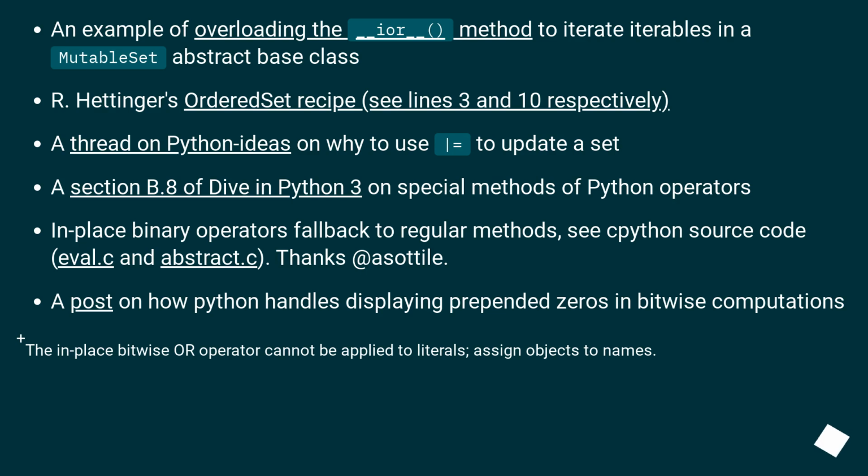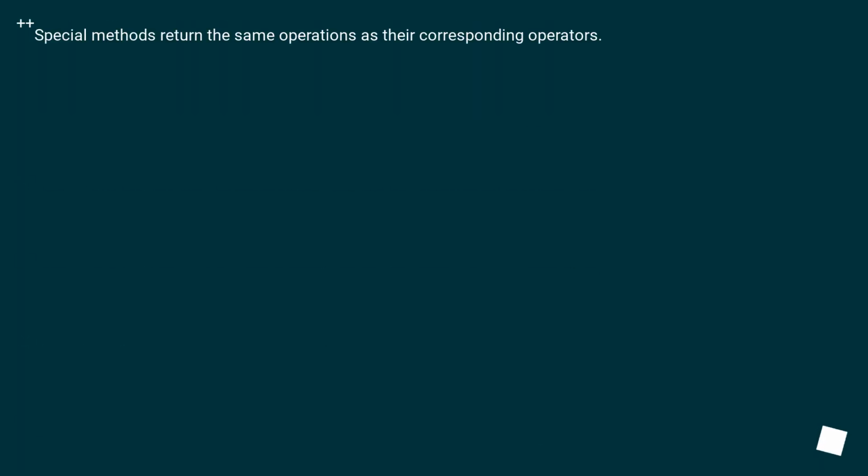In-place binary operators fall back to regular methods. See Python source code, ceval.c and abstract.c. Thanks, Aristotle. A post on how Python handles displaying prepended zeros in bitwise computations. Plus, the in-place bitwise OR operator cannot be applied to literals; assign objects to names. Plus, special methods return the same operations as their corresponding operators.